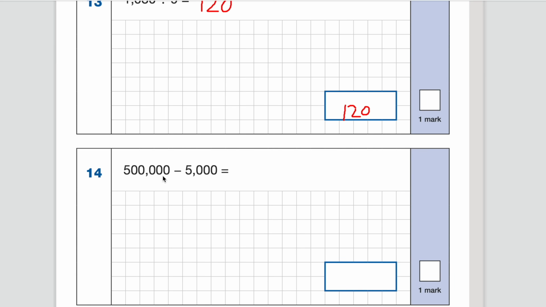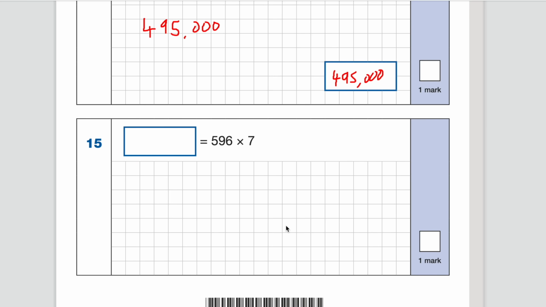Number 14 is testing your knowledge of place values. So what's 500,000 subtract 5,000? You shouldn't need to do a great deal of working out for this one. It should be 495,000. An easy way to remember that is to think, well, how many thousands are there in 500,000? Well, there's 500 of them. So if we subtract 5 away from 500, we have 495, but it's in thousands, so our answer is 495,000.